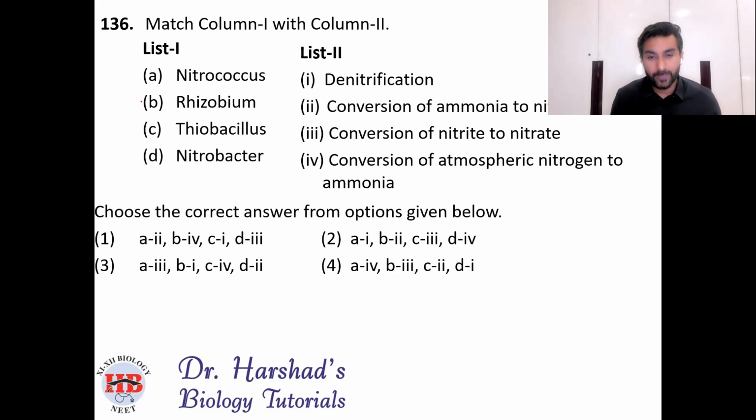Here you have the match the column. Now, if you remember, Nitrococcus is a bacterium responsible for conversion of ammonia to nitrite. So the option would be A2. Then this nitrite gets converted into nitrate by Nitrobacter, so that is match number 3. So it is D3. We have Rhizobium, which is responsible for nitrogen fixation, the conversion of atmospheric nitrogen to ammonia. So that becomes B4. Thiobacillus are the denitrifying bacteria, so C would be 1. So you have A2, B4, C1, D3, and that's option number 1.